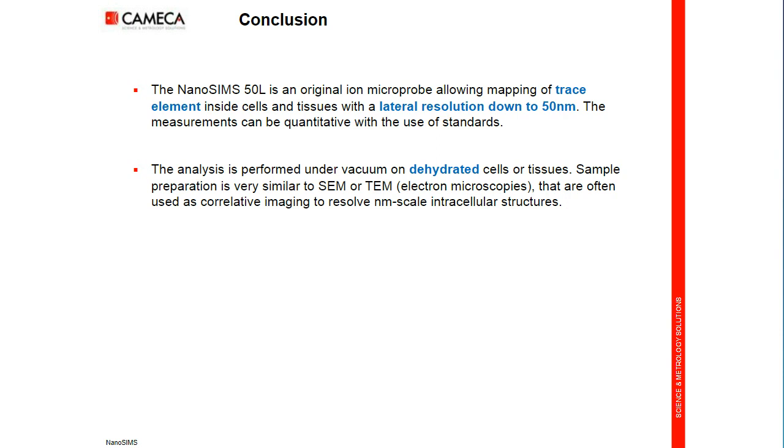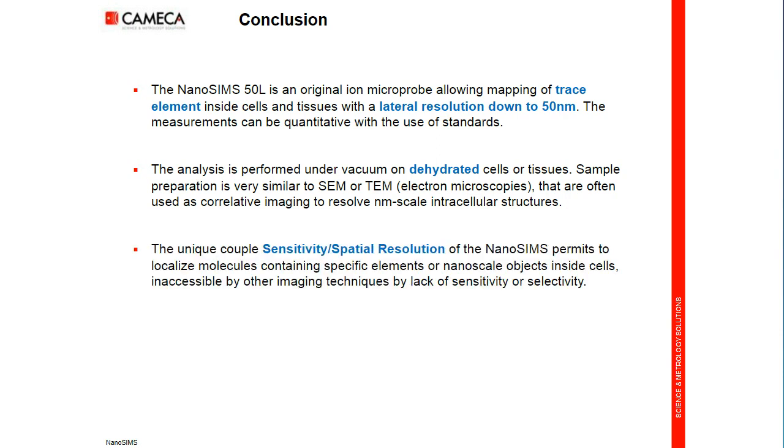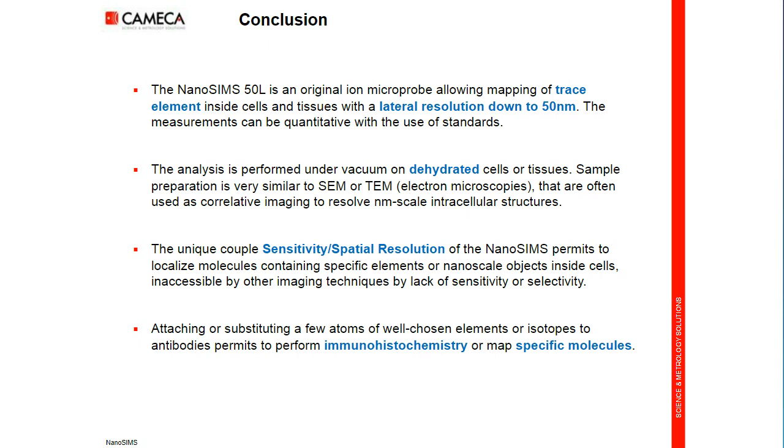The unique couple of sensitivity versus spatial resolution of the NanoSIMS permits to localize molecules containing specific elements or nanoscale objects inside cells, inaccessible by other imaging techniques by lack of sensitivity or selectivity. Attaching or substituting a few atoms of well-chosen elements or isotopes to antibodies permits to perform immunohistochemistry or map specific molecules down to 50 nanometer resolution.